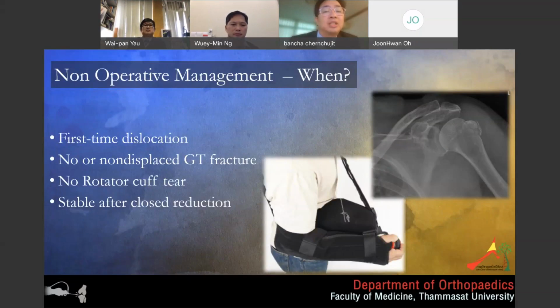So non-operative management is important. We do conservative treatment in the patient who had a first-time dislocation, no displaced GT fracture after the dislocation, no traumatic cuff tear, and good shoulder stability.